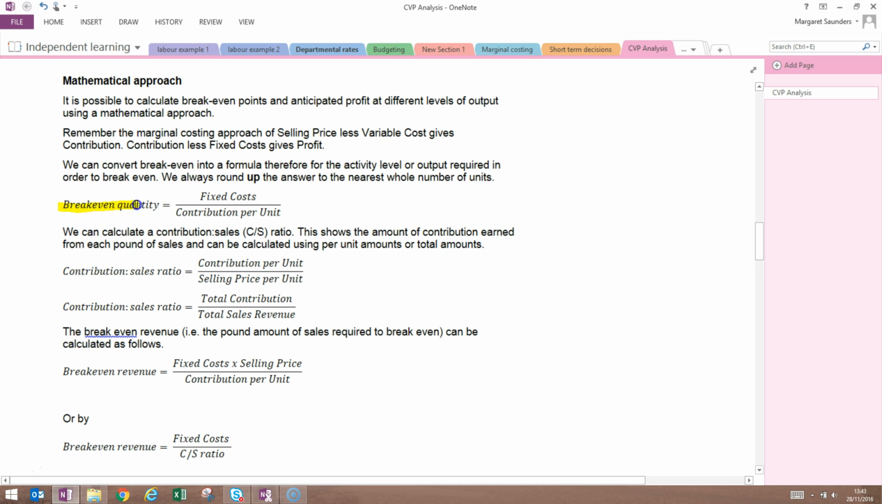So break-even quantity is fixed costs divided by contribution per unit. Now that will give us a break-even in terms of units. Now we always round up, so we don't apply normal rounding rules. Whatever answer you get, round it up, because if you round it down, you won't quite break even. So round up to the nearest whole number of units.